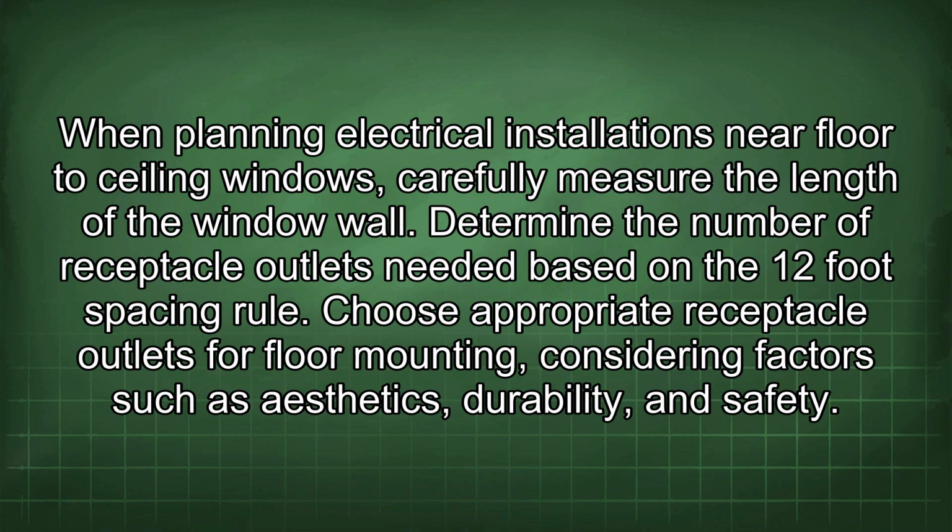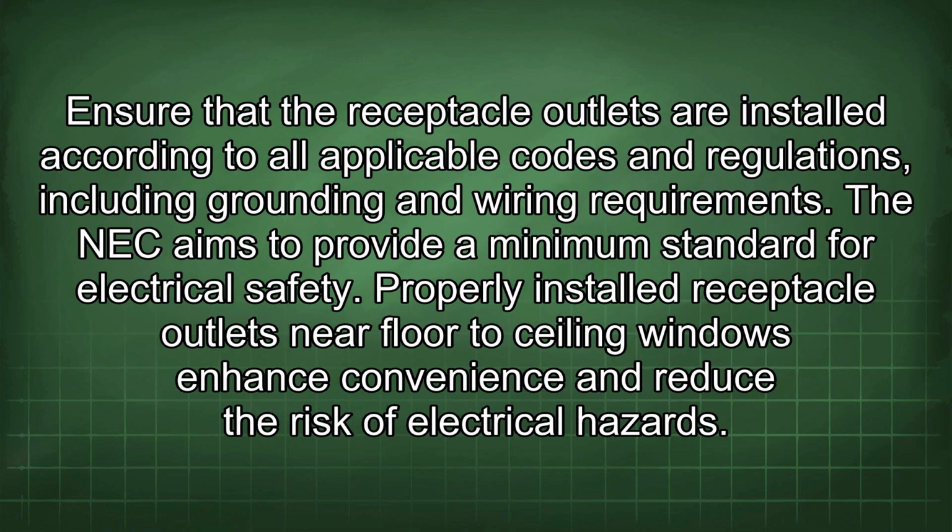When planning electrical installations near floor-to-ceiling windows, carefully measure the length of the window wall. Determine the number of receptacle outlets needed based on the 12-foot spacing rule. Choose appropriate receptacle outlets for floor mounting, considering factors such as aesthetics, durability, and safety. Ensure that the receptacle outlets are installed according to all applicable codes and regulations, including grounding and wiring requirements.